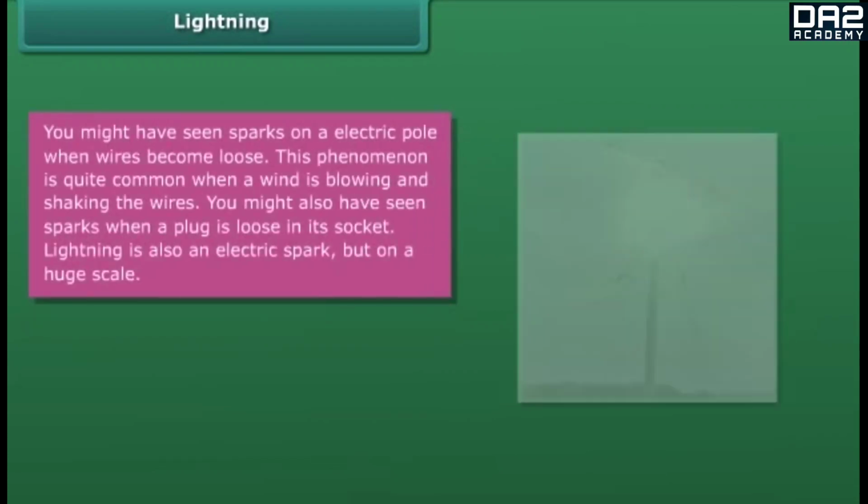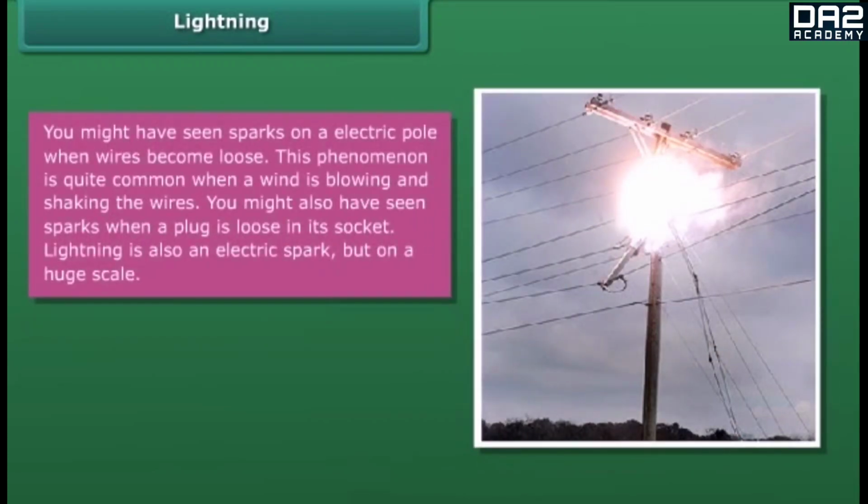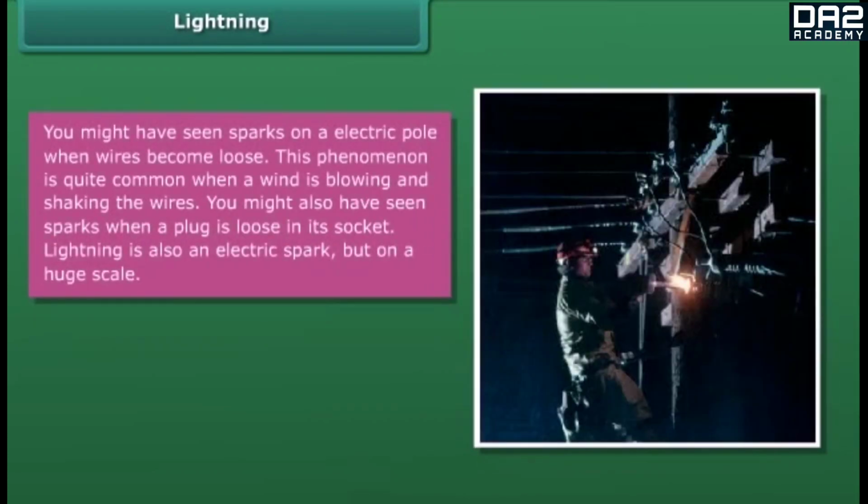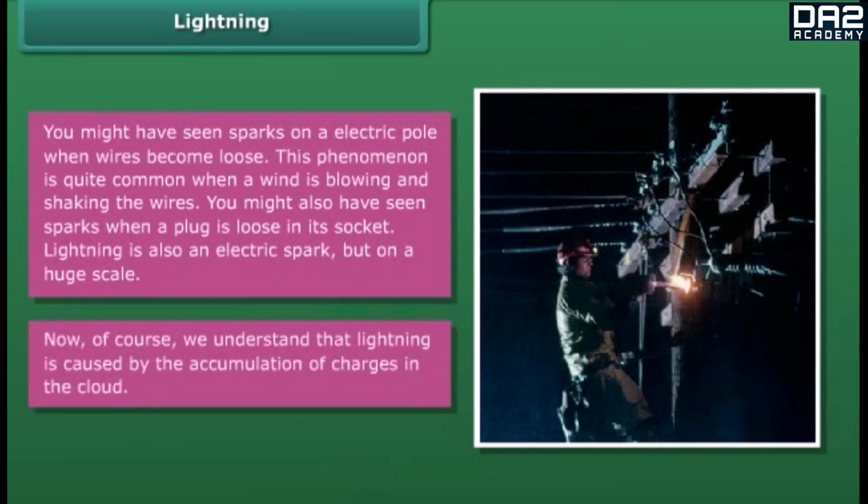Lightning. You might have seen sparks on an electric pole when wires become loose. This phenomenon is quite common when wind is blowing and shaking the wires. You might also have seen sparks when a plug is loose in its socket. Lightning is also an electric spark, but on a huge scale. Now, of course, we understand that lightning is caused by the accumulation of charges in the clouds.